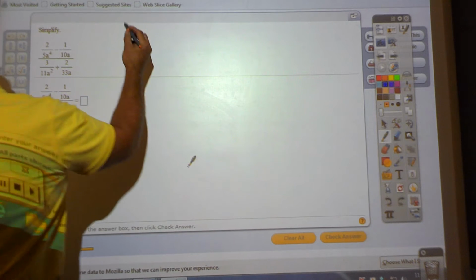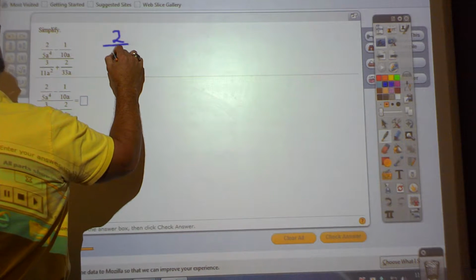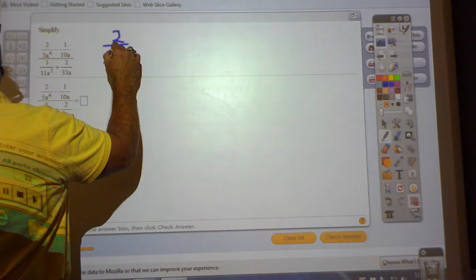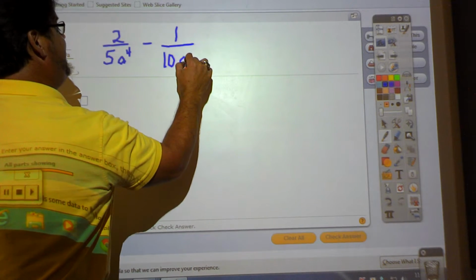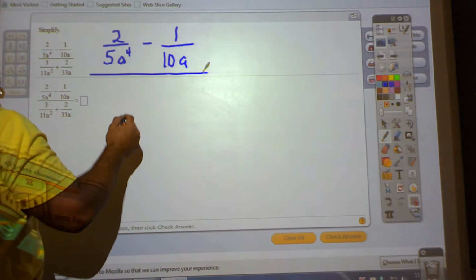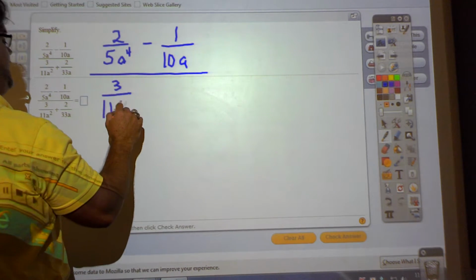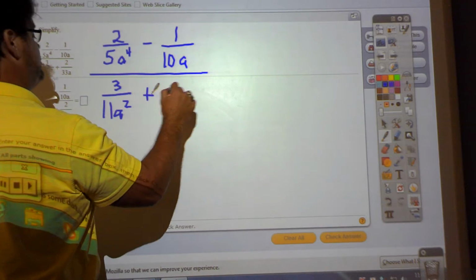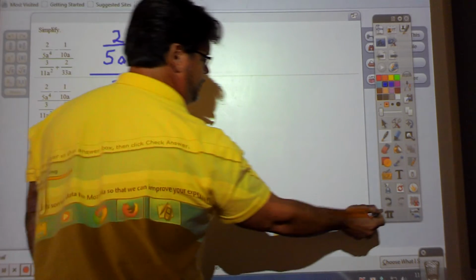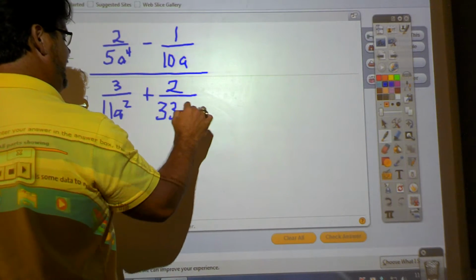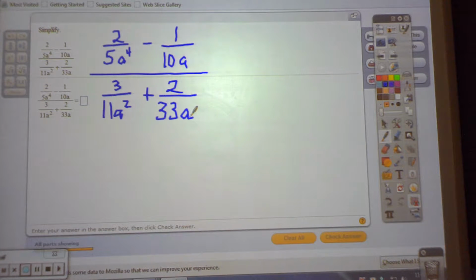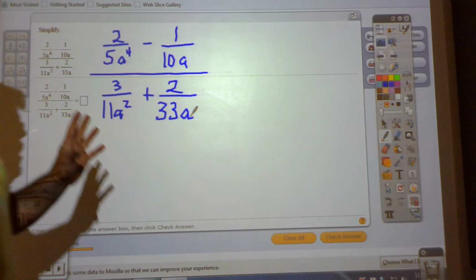So we've got 2 over 5a to the 4th, minus 1 over 10a, plus 3 over 11a squared, plus 2 over 33a. Well, before we even start, what is our A? A to the 4th. A to the 4th, exactly. So you know that right off.